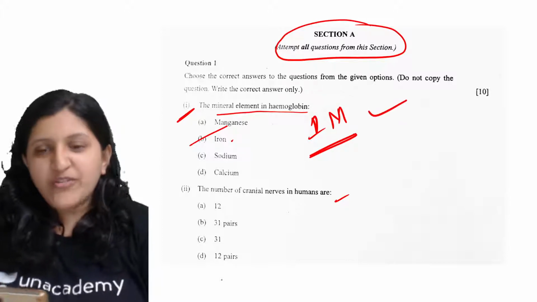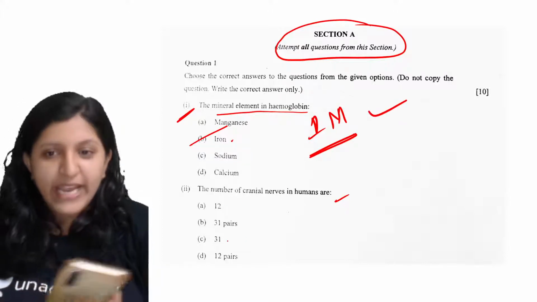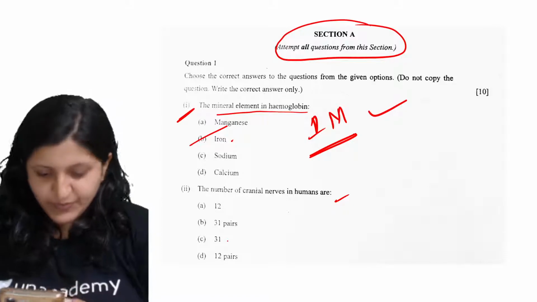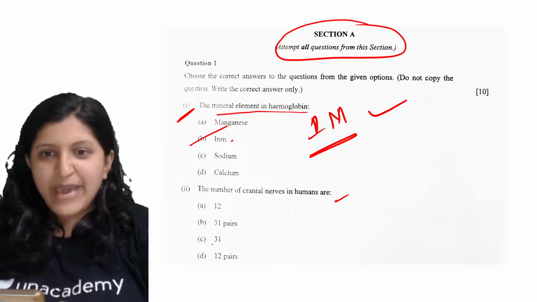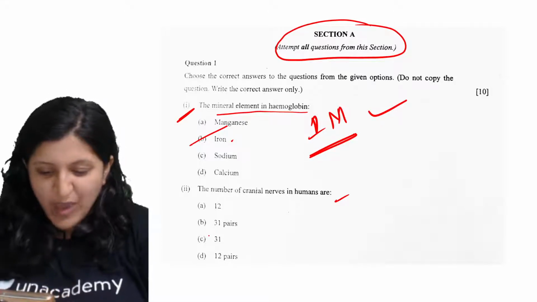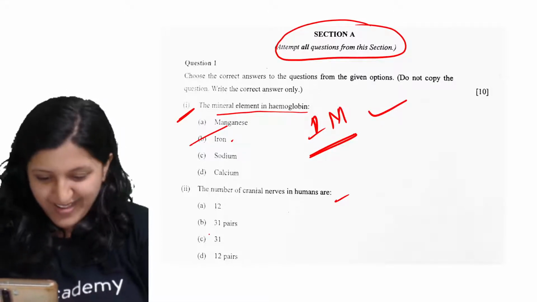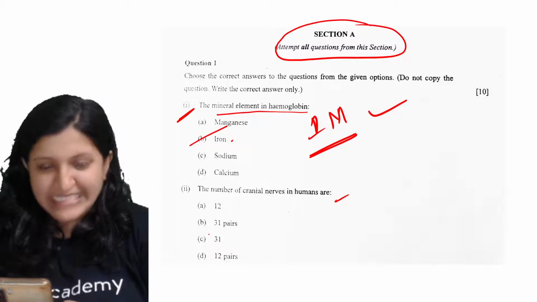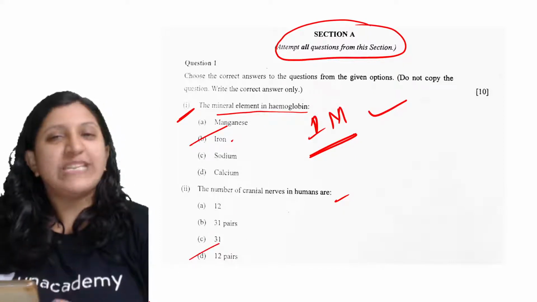So this one you got 1 mark. Then, number of cranial nerves in a human. D, 12 pairs. Is there anybody who has written only 12? So D only you have written, all of you? Okay. So Anubhav, D. Yes, that's right. So it is 12 pairs.